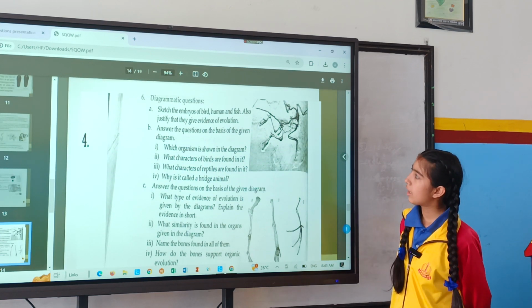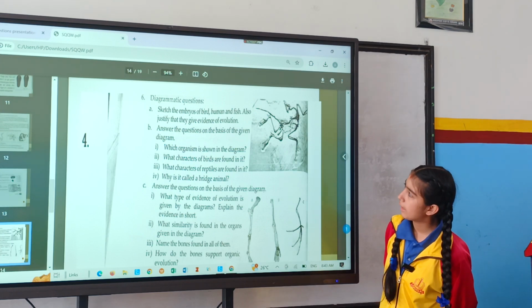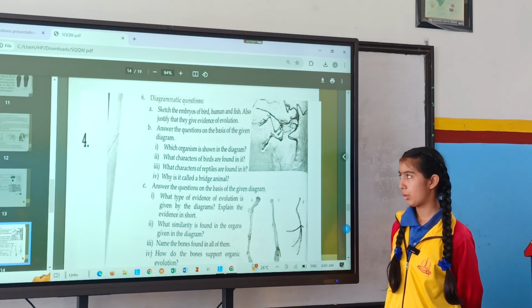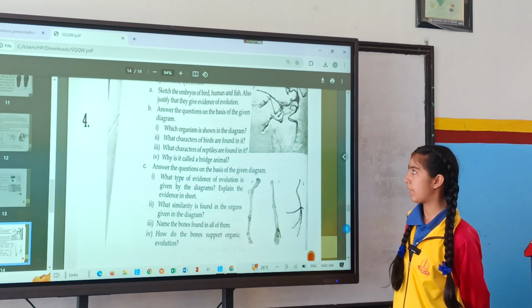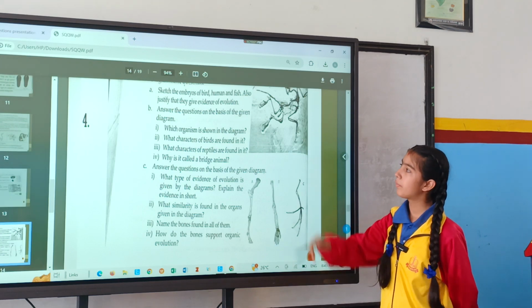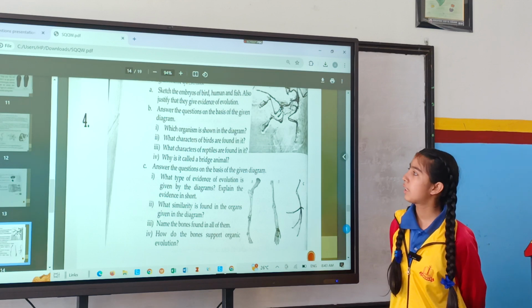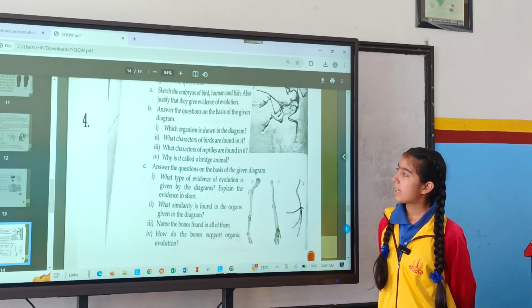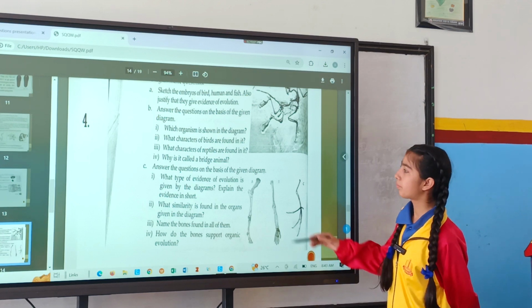Next is skates or embryos of birds, human and fish, also justify that they give evidence of evolution. And there are some questions. Answer the questions on the basis of given diagram. On the basis of this diagram, which organism is shown in the figure? What characters of birds are found in it? Which characters of reptiles are found in it? And why it is called the bridge animal?